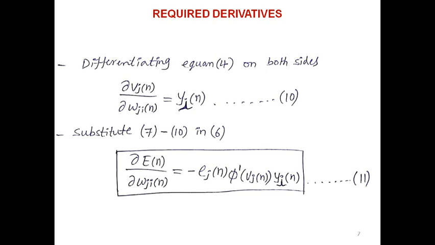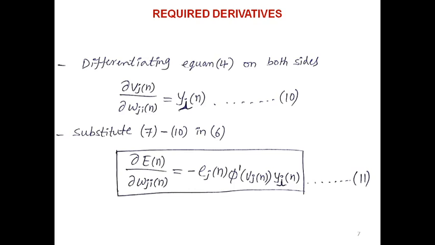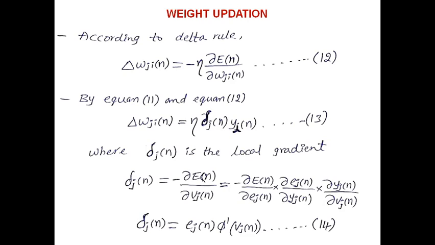By substituting the 11th equation, dou E of n by dou Wji of n, in this 12th equation, what do you get? Delta Wji of n is equal to eta into minus, and in the 11th equation you have minus. In the 12th equation also you have minus, so those will be multiplied. You will get only eta into simply ej of n into phi dash Vj of n. I am denoting it as delta j of n, and into yi of n. The 13th equation, you got it. So here delta j of n is equal to ej of n into phi dash Vj of n. To find this delta j of n, again you can do the partial derivative. Delta j of n is nothing but dou E of n divided by dou Vj of n.